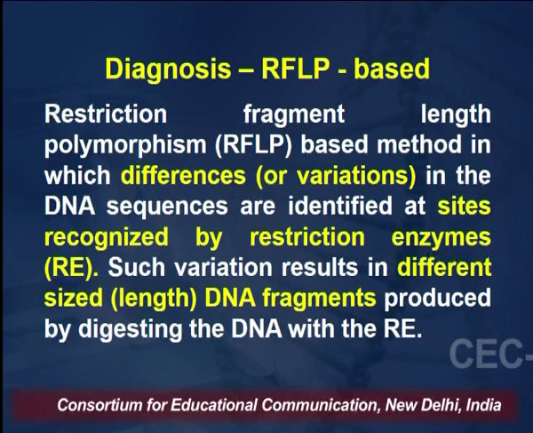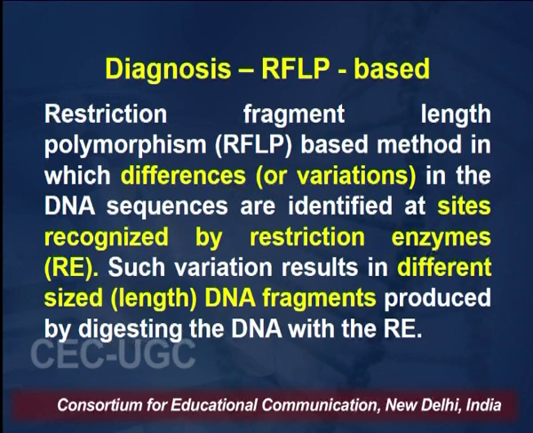So, in the last session we had discussed the diagnosis of diseases based on the RFLP method. Now, RFLP, just to briefly review it in one or two slides. RFLP is the restriction fragment length polymorphism based method in which the differences or variations in the DNA sequence are identified at sites recognized by restriction enzymes. Restriction enzymes or restriction endonucleases recognize certain recognition sequences and cut in or near those recognition sequences. So, they generate different length fragments when the restriction endonuclease cuts a genome.